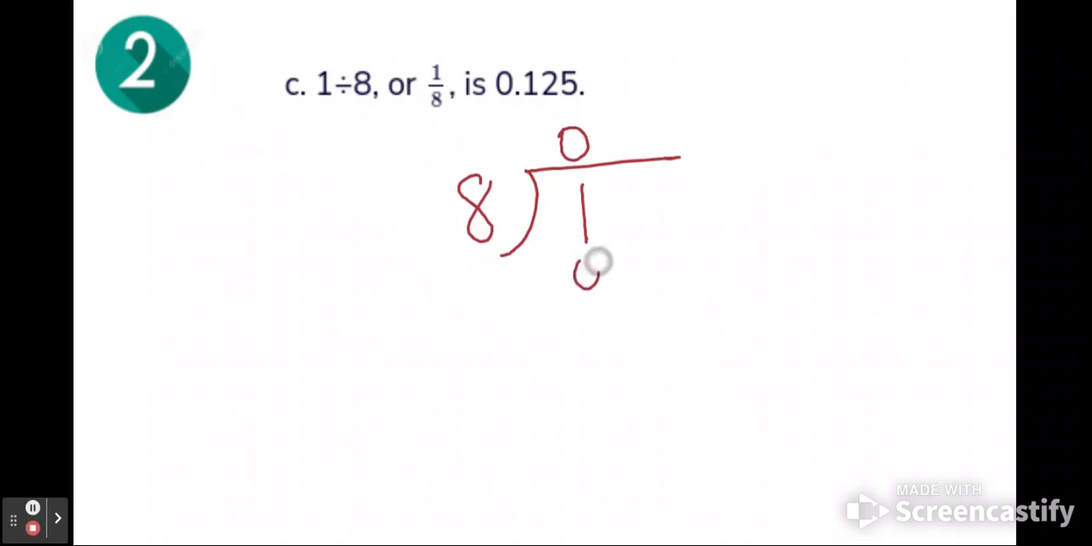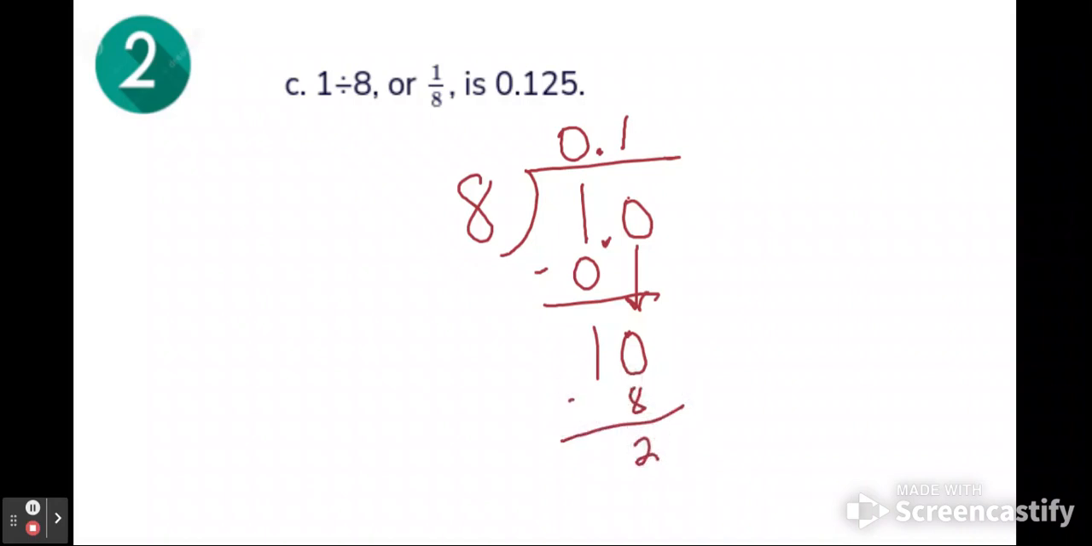0 times 8 is 0. I subtract. I still have 1. What do I do with that? Oh yeah, I'm going to add a decimal so I have more numbers to bring down. Where I added that decimal, I'm going to put it in the exact same spot in my quotient. Now, how many times does 8 go into 10? 8 goes into 10 once. 1 times 8 is 8. Subtract. I end up with 2.